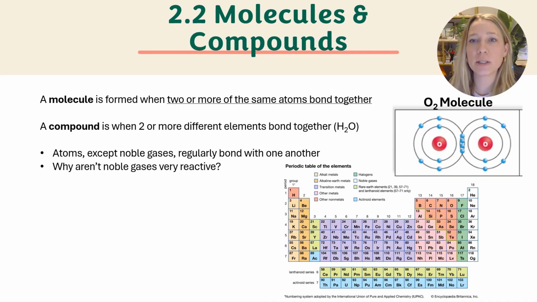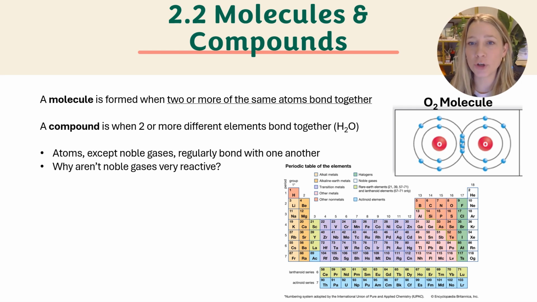So let's begin with the distinction between molecules and compounds. A molecule is formed when two or more atoms of the same element bond together. For example, oxygen gas, depicted here, is a molecule made up of two oxygen atoms. So here we have O2. A compound, on the other hand, consists of two or more different elements bonded together in fixed proportions. Water, or H2O, is a compound made of hydrogen and oxygen.